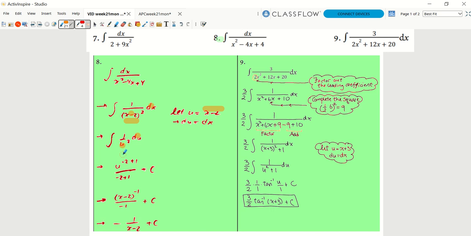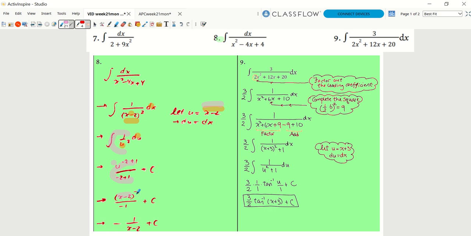Then you basically use your antiderivative formula, and this pink becomes that right there, and then you resubstitute x minus 2 for u, and that's basically it. So that's number 8 right there.